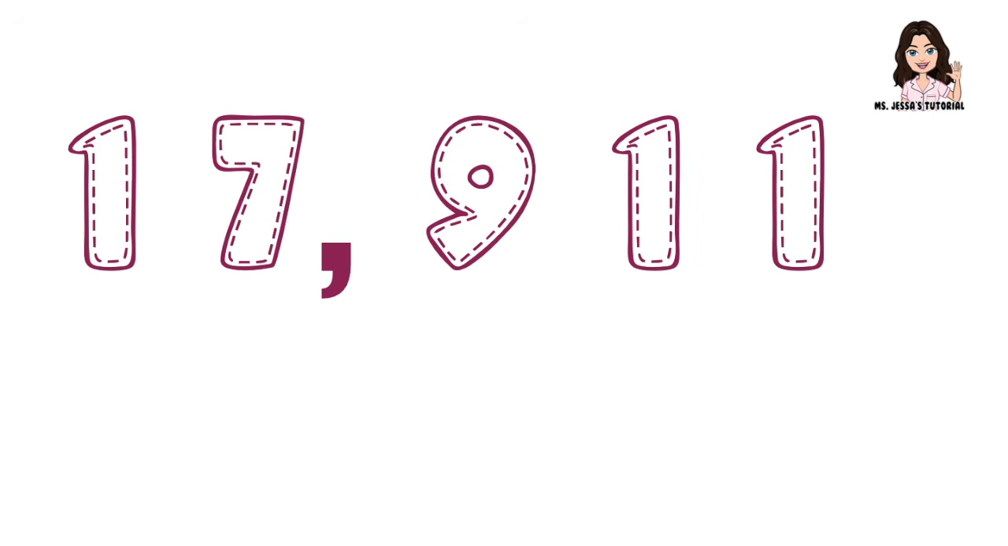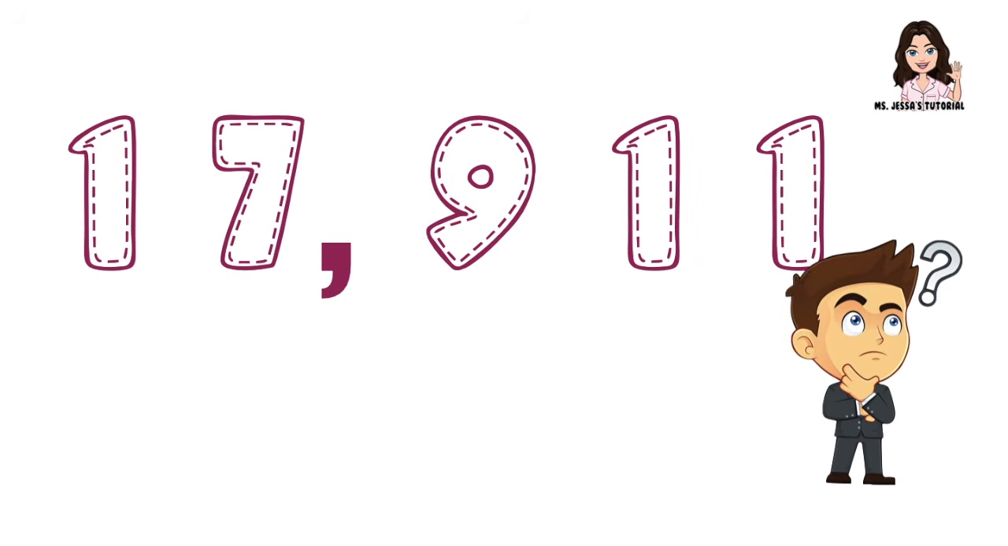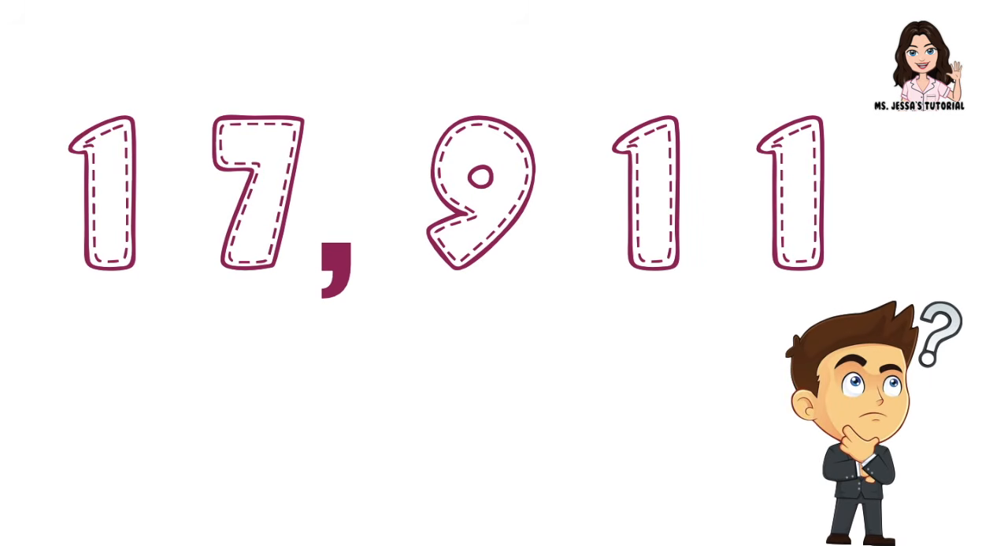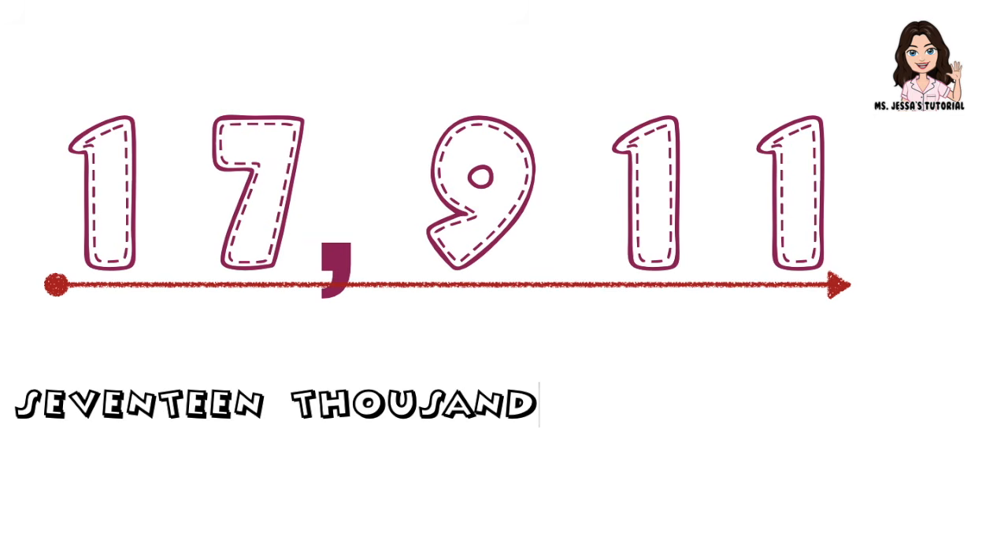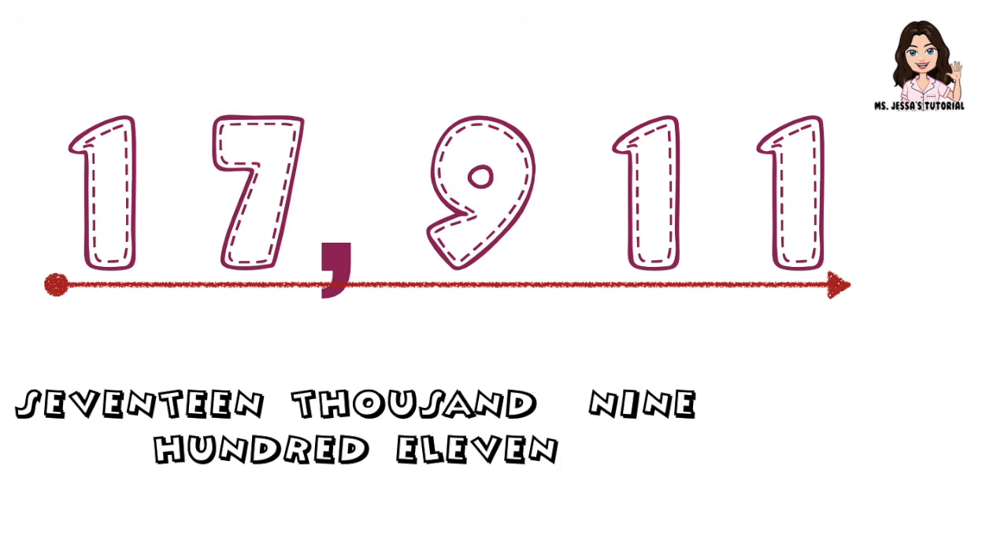How about this? How do you read this? In reading numbers, you're going to start from left to right. That's correct. Let's read the number louder. 17,911. So let's write the comma. That's correct, at the thousand.